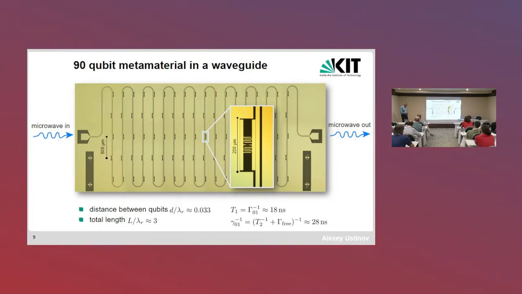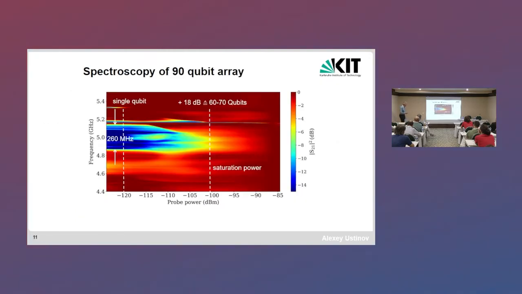Now, the array was very long, as I said, and the distance was about three wavelengths. And without showing much detail, I'll just flash this picture here, where a band gap is expected to be observed where the qubits collectively absorb light. And the saturation in this band gap was at significantly higher power than some of the single qubit signals, which were away from the main band.